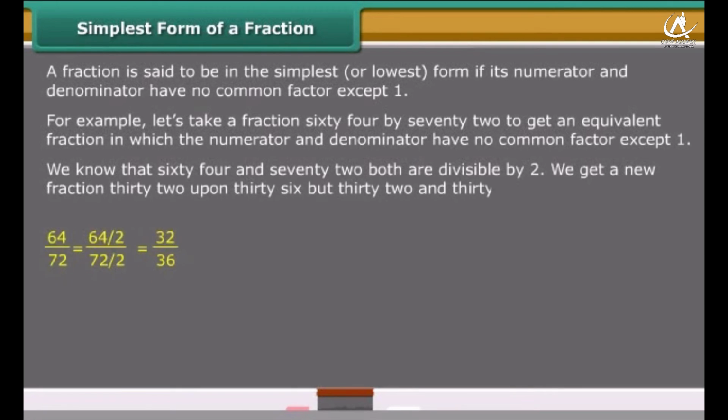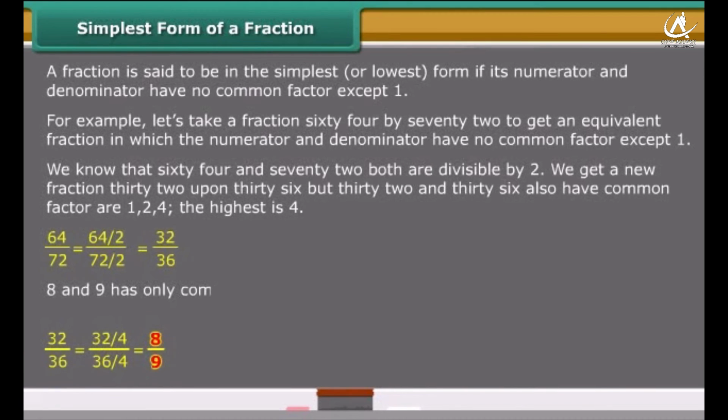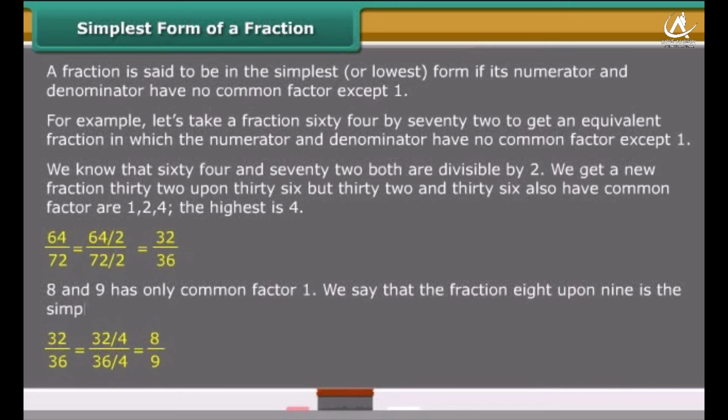32/36, but 32 and 36 also have common factors 1, 2, 4. The highest is 4. 8 and 9 have only common factor 1. We say that the fraction 8/9 is the simplest form of 64/72.